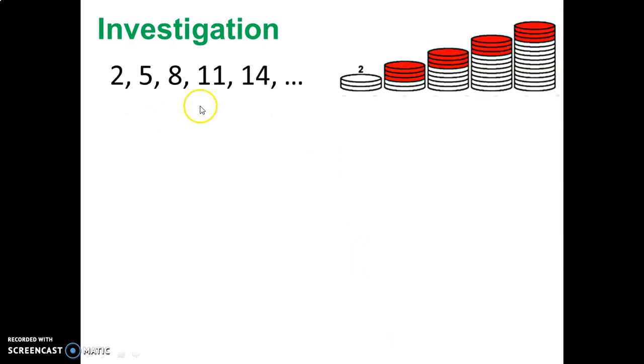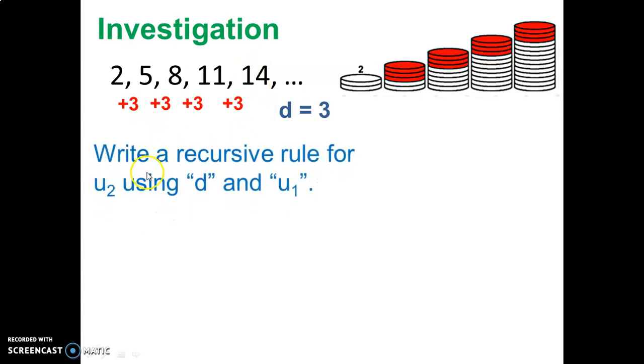Here we have this sequence, and what I'd like you to notice first is: is there a common difference? And there is. It's going up 3 every time. So we have a d value of 3 in this sequence. So maybe you already know what the rule is based on what we just talked about, but in this case I want you to try a little bit different things here.